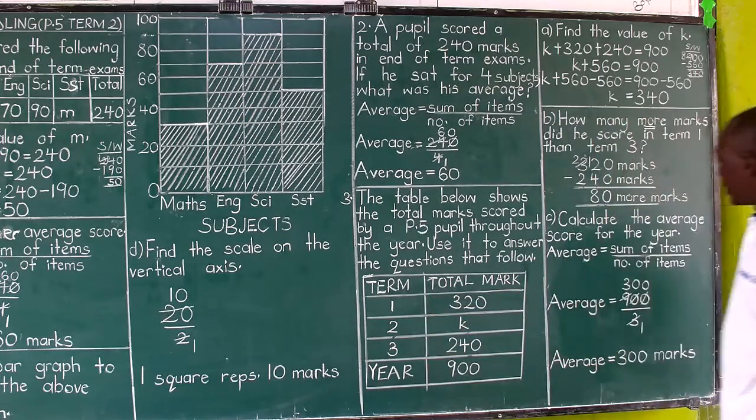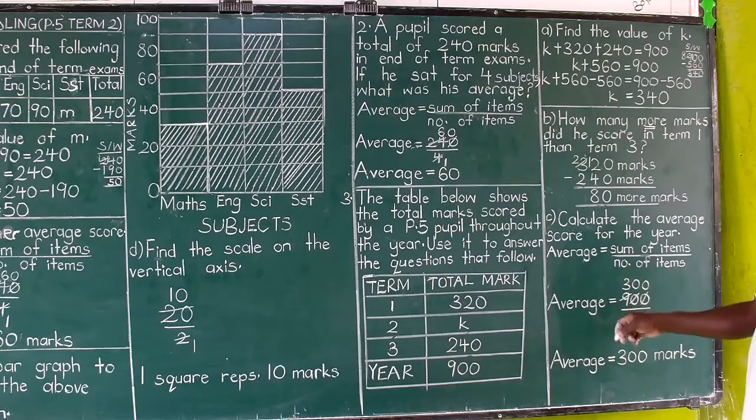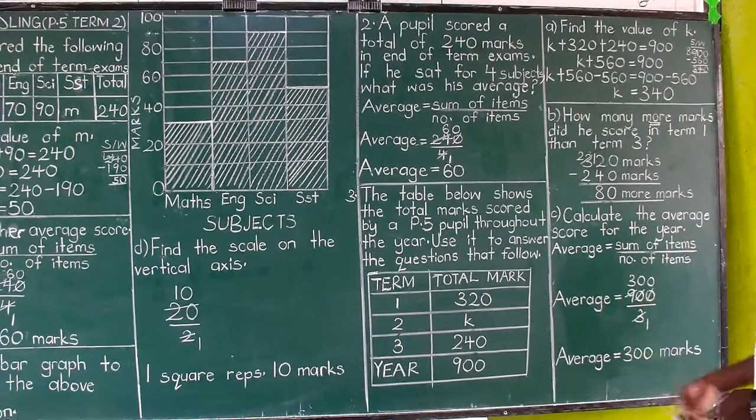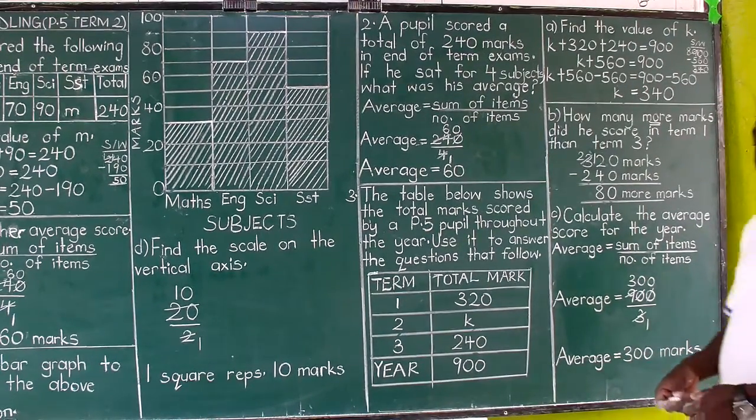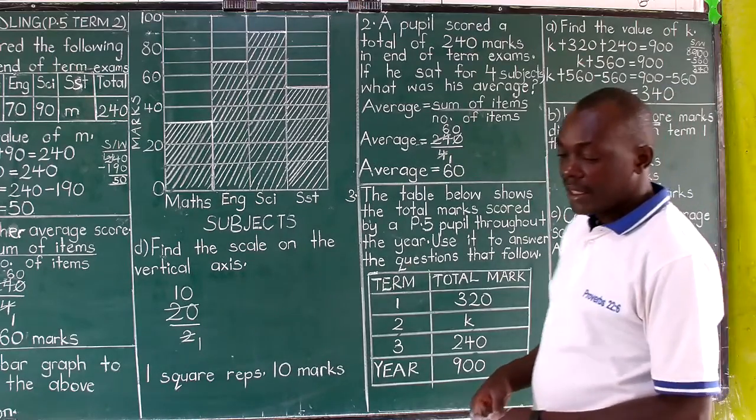There are 3 terms, so divide by 3. 3 by 3 once, 9 by 3 gets a 3. Then 0 by 3 gets a 0, and another 0. So the average for the year is 300 marks.